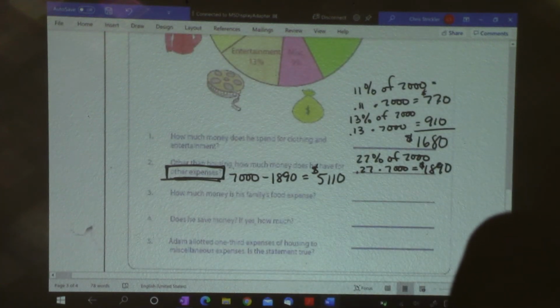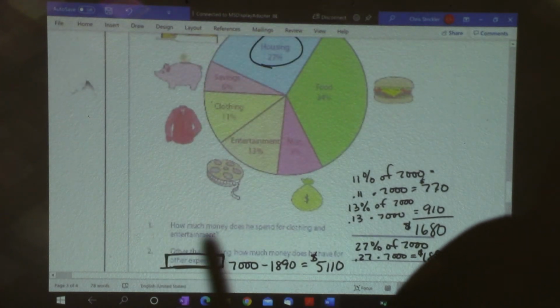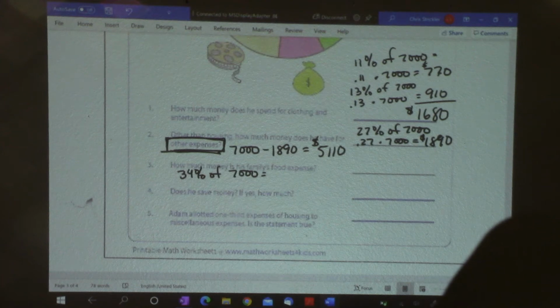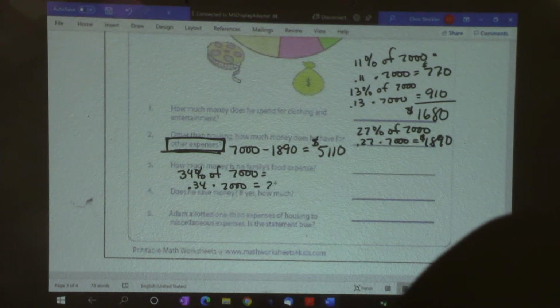Okay, number 3. How much money is his family's food expense? Well, let's see. Food is 34%. I'm sure you're seeing a pattern now of how to answer these questions. So we have 34%, which is 0.34 times 7,000. And that is 2,380.